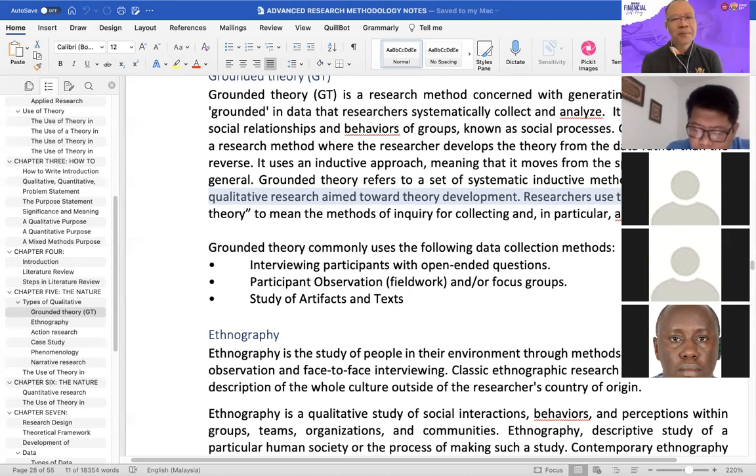The method that we chose, among the methods, was participant observation. So, Professor, sorry for the interruption. What was the topic of the research? Juvenile delinquency in the state of Kedah. The problem of juvenile delinquency in the state of Kedah.